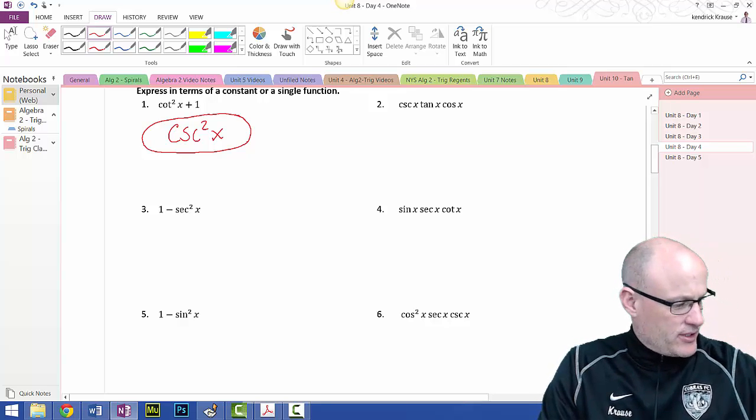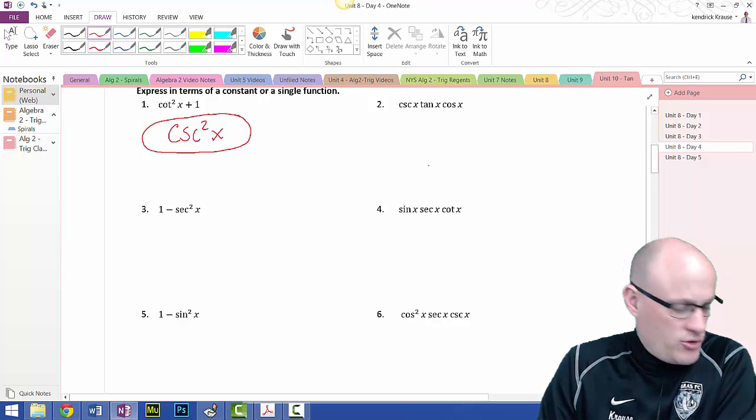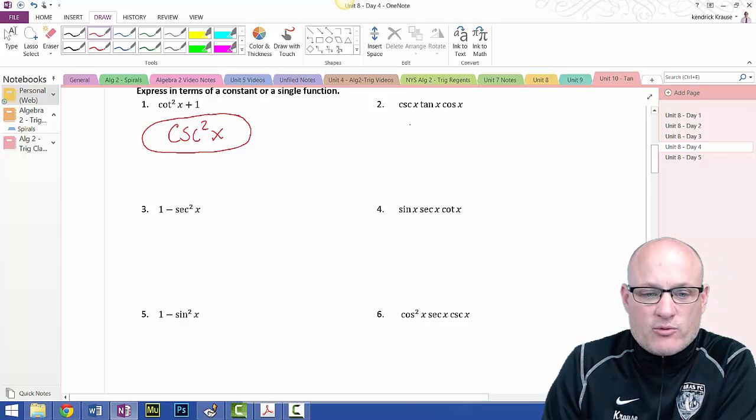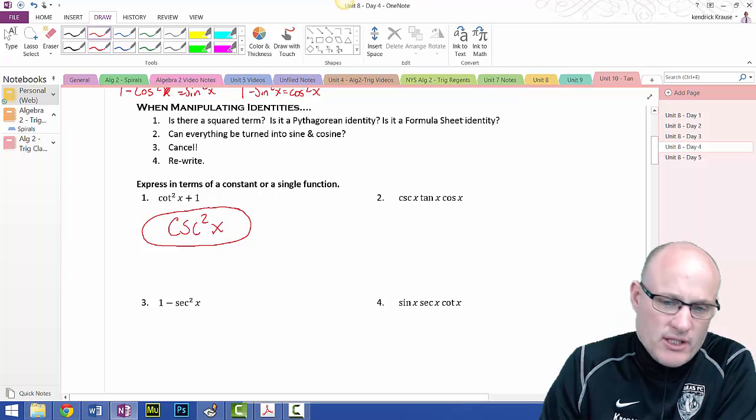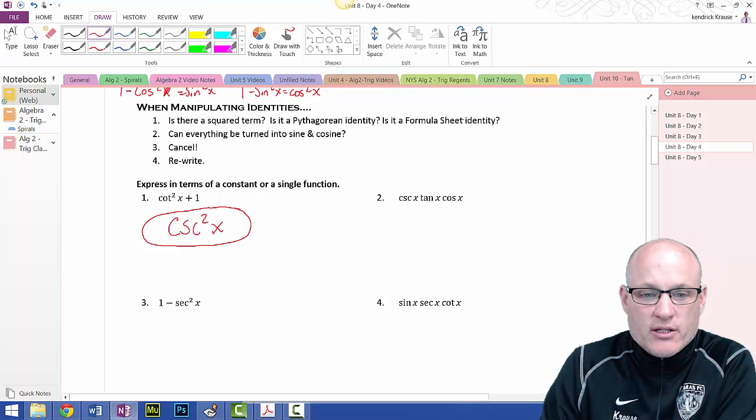What am I going to do next? 2. So, for 2, I want to rewrite. Let's see. What we want to do is follow these simple steps. Is there a squared term? Is it a Pythagorean theorem? What can I do with it? Play around with this stuff. Can everything be turned into sine or cosine?